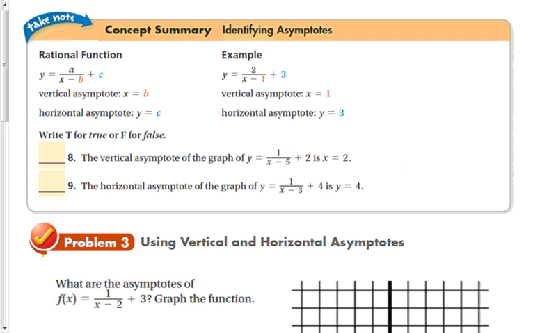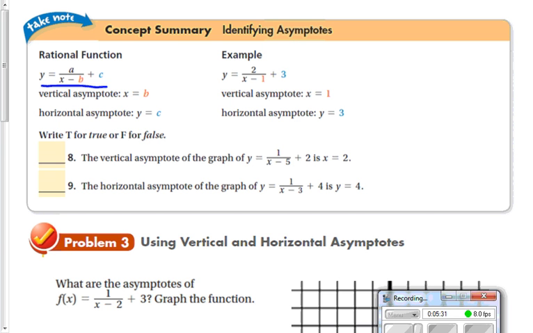All right, concept summary here. A rational function can be written in this general form. And when you do that, your vertical asymptote is going to be where x is equal to b, and the horizontal where y is equal to c. And there's an example for you to look at. Go ahead and try 8 and 9, and I'll check back with you.